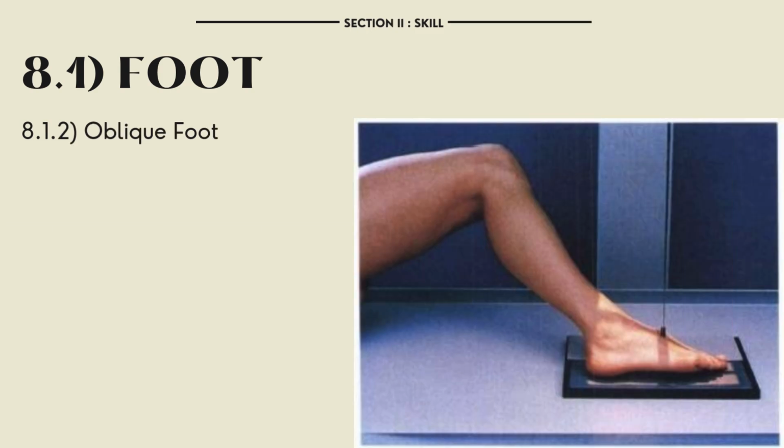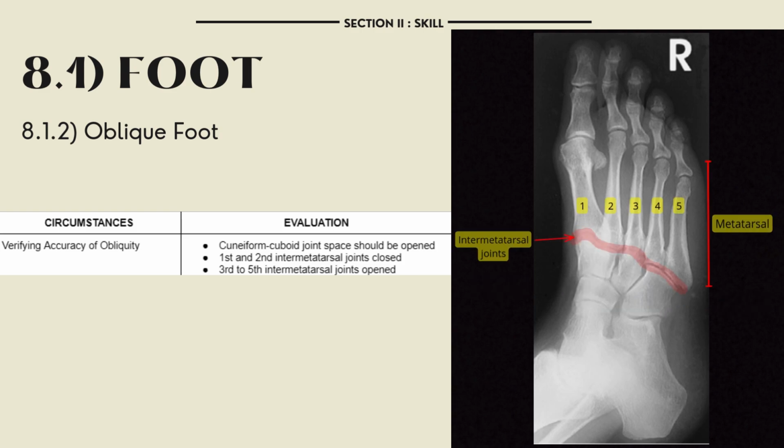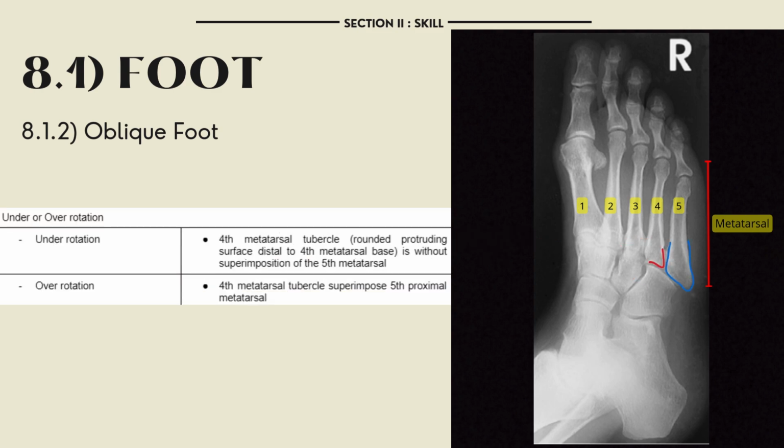As usual, in oblique projection, you need to check for its accuracy of obliquity. In a sufficient angle of oblique foot, the cuneiform cuboid joint space should be open. The first and second metatarsal joints are closed, while the third to fifth metatarsal joints are open. To detect whether the foot is under rotation or over rotation, check for the fourth metatarsal tuberosity superimposition with the fifth proximal metatarsal.